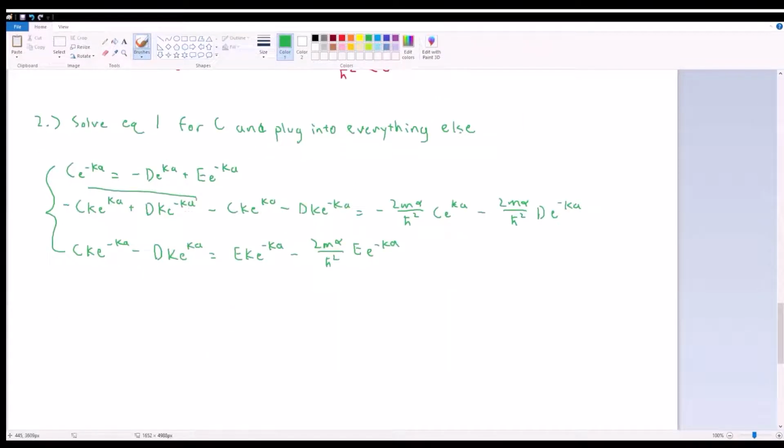Okay, once again, we group everything, and now we start the next step, which is to solve for C for this equation, and then we also want to collect like terms on both sides here and distribute out some stuff. So let's start with the first equation.